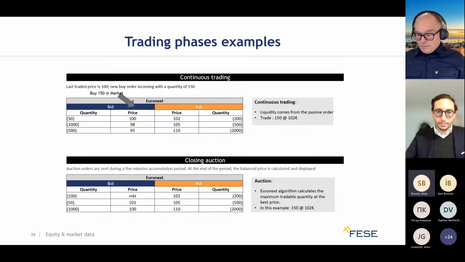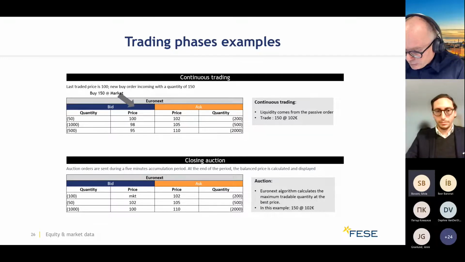The second example is about auctions. Here we have a mixture of orders. We have many bid orders, we have many ask orders from many, many participants, which is the beauty of the closing auction. It's so deep, it's so many orders, and all exchanges have an algorithm seeking out the price where we can execute most shares.